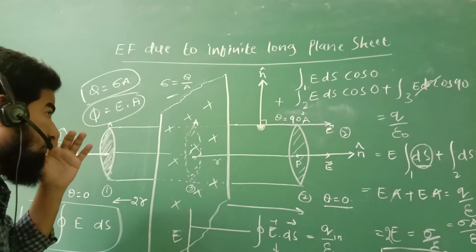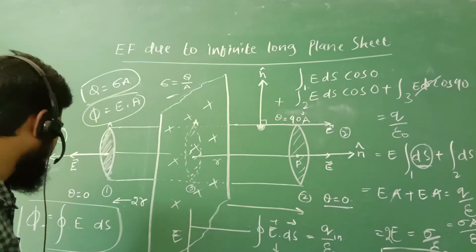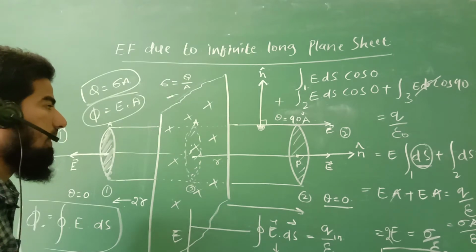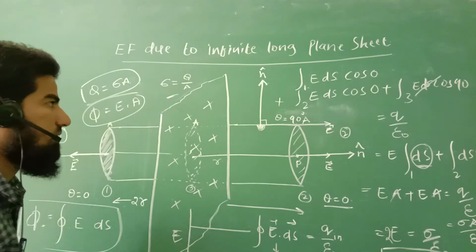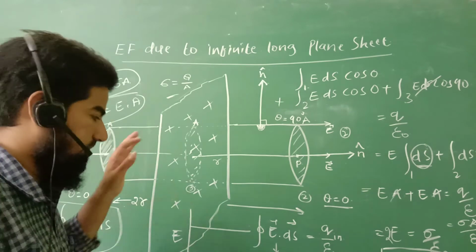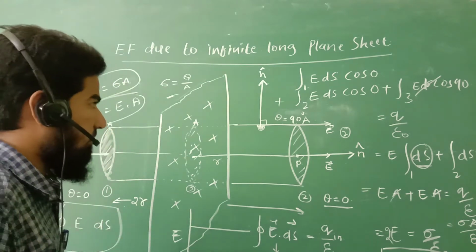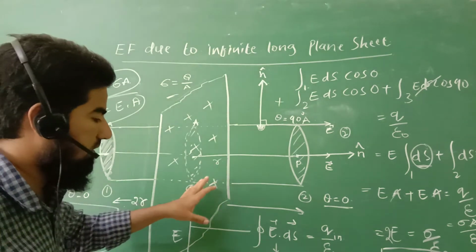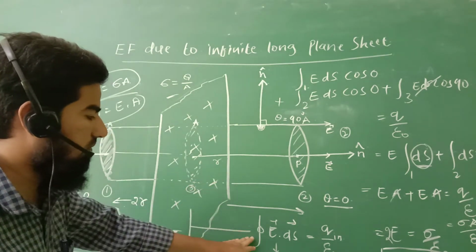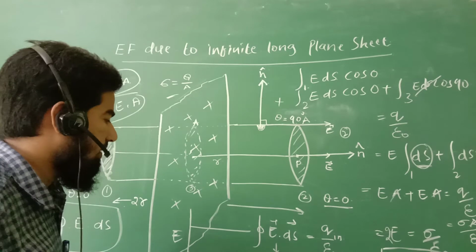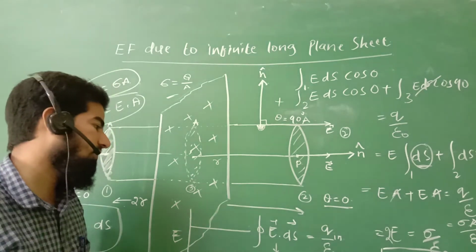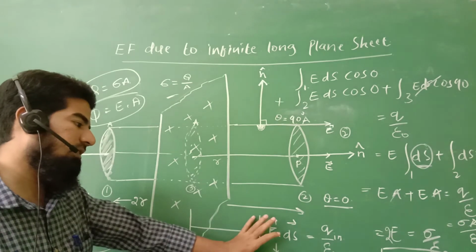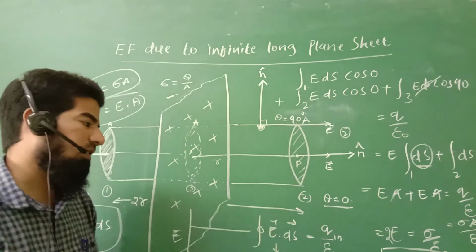How are we going to calculate it? First of all, we should know the electric flux of these three. First of all, we have to calculate it using this formula: integration of E dot ds equals q by epsilon naught. So this is the basic method, and this is Gauss law.